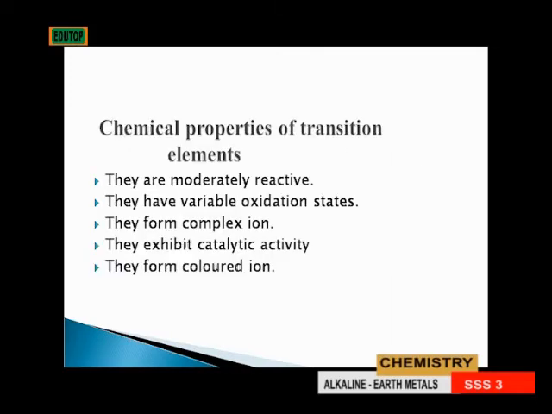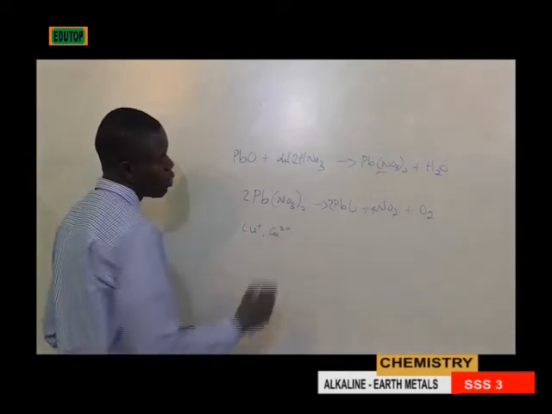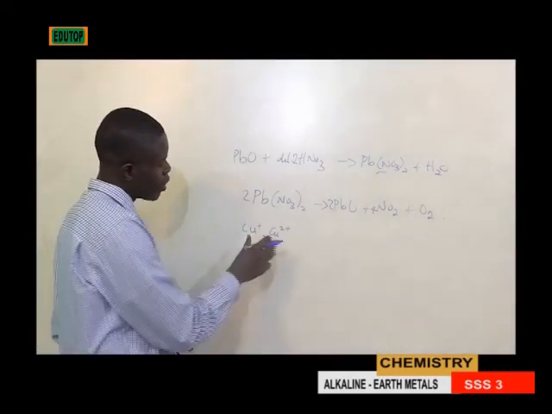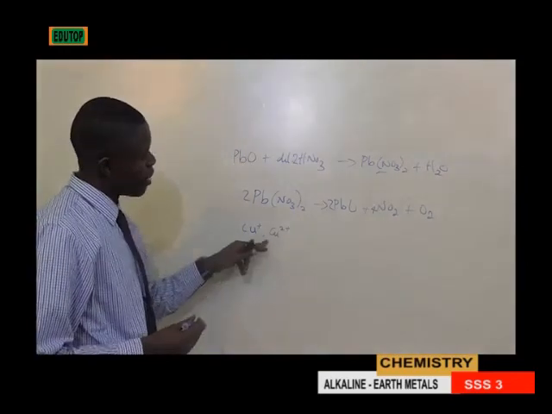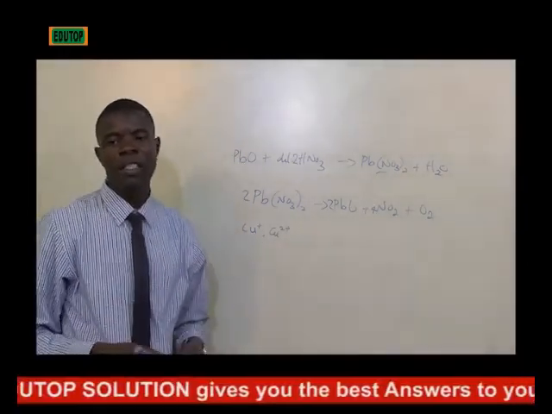Chemical properties of transition metals. 1. They are moderately reactive. 2. They have variable oxidation states, just like in the case of copper. Copper has +1 state, +2 state. So that is what is meant by variable oxidation states.